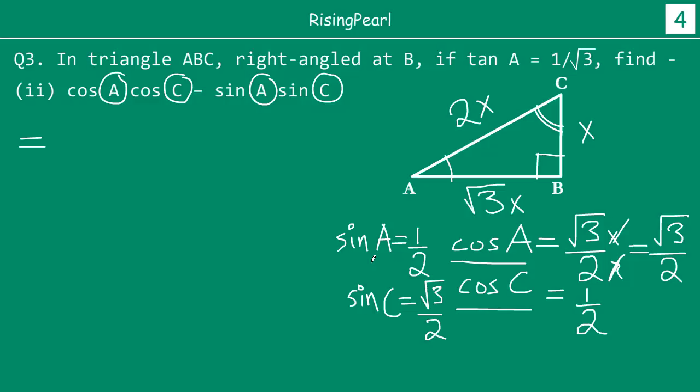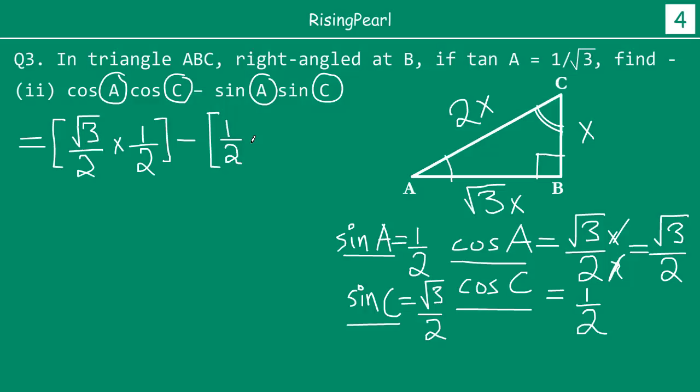So now let's put all these values. We need four values, and we found what these values are. Let's just put these values in here. So cos A is root 3 by 2, multiplied by cos C, which is 1 by 2. So this is the first product, minus, I have got sine A is 1 by 2 times sine C, which is root 3 by 2.